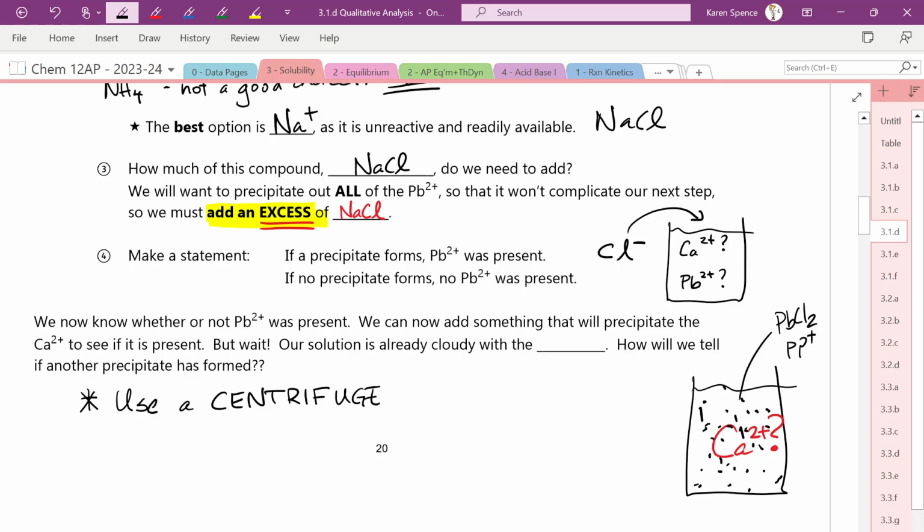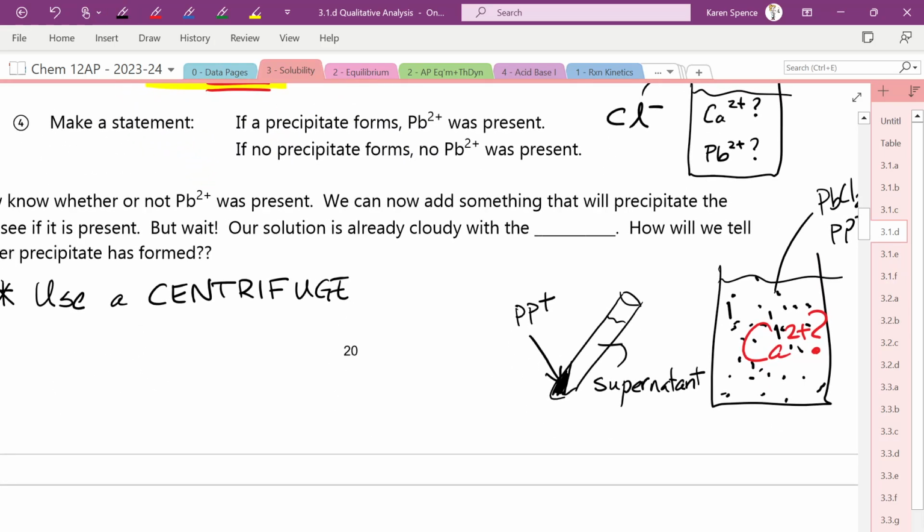Do you remember what a centrifuge is? What does a centrifuge do? Where does the precipitate end up? It ends up at the bottom. And this stuff up here is called the supernatant, but you can just call it the remaining solution. If you want to call it the supernatant, you can.